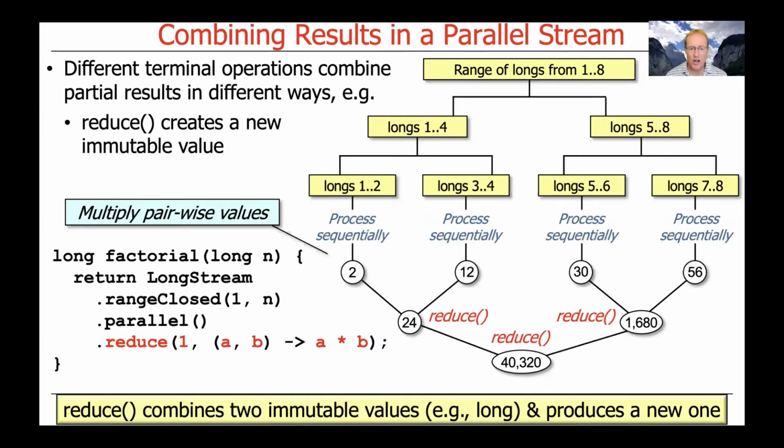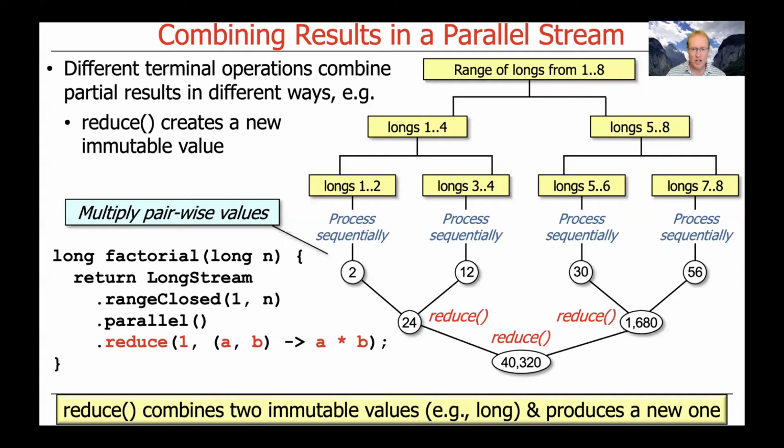Then reduce comes along and it combines two given immutable values, in this case longs, and then produces a new immutable value, in this case also a long. So reduce will take 2 and 12 and multiply them together to make 24. It'll also then, in a different parent thread, take 30 and 56 and multiply them together to get 1,680. And then the final stage in the reduction is to take 24 and 1,680 and multiply those together to get 40,320.